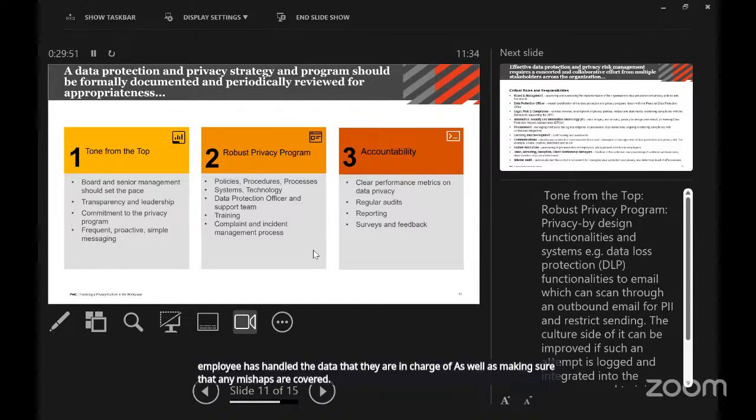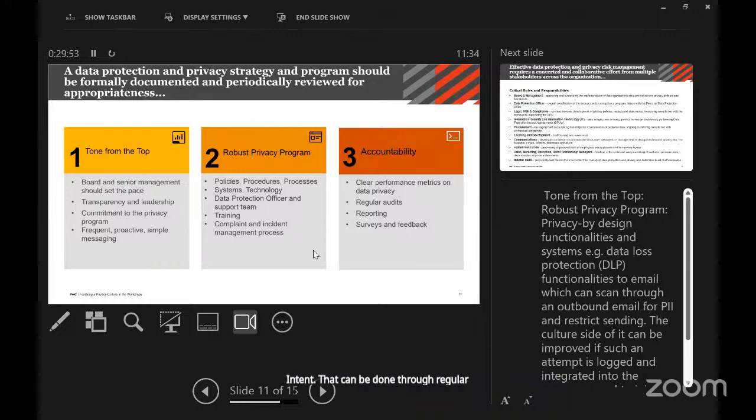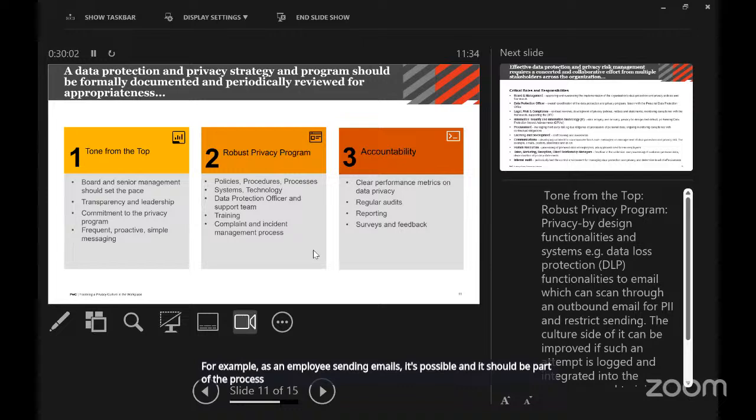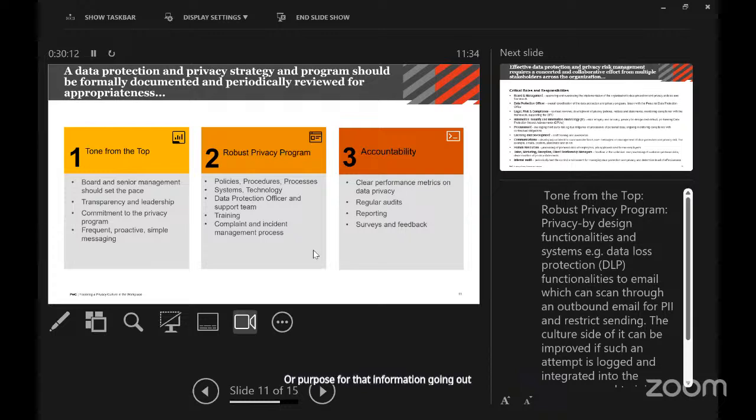That can be done through regular audits, but also monitoring mechanisms. For example, as an employee is sending emails, it's possible, and it should be part of the process, for the tools that they use to be able to detect personal information that is going out and make sure that there is a valid reason or purpose for that information going out. So you could introduce blockages within the system to make sure that those are checked, and if there's a valid purpose, then the email can be sent through.